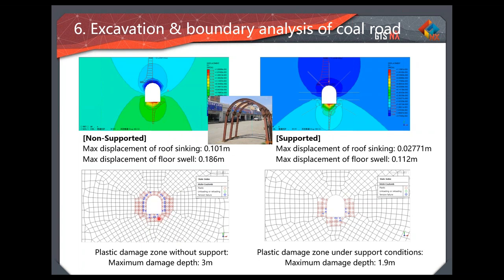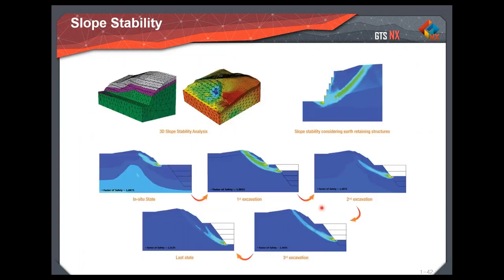Once you study, you can find the plastic zones, where there are huge yielding elements. How much of your entire soil or how much of your rock is getting into yield can be seen using these particular results. So that's what I'm showing. This is the damaged part where it is getting into the plastic zone.